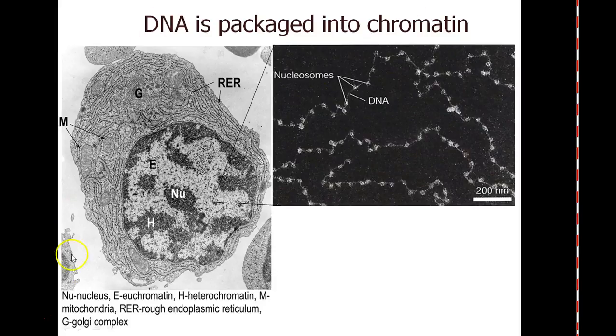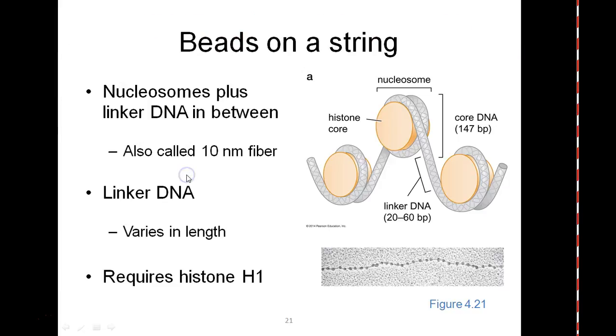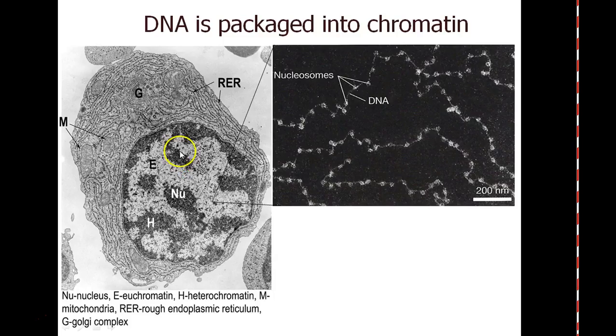And here we have another view of the eukaryotic cell. This is an electron micrograph. Here we have a nucleus and two fractions, euchromatin and heterochromatin. Euchromatin is shown here as a lighter region. It's not so electron dense. And heterochromatin is shown here as those darker patches or regions.